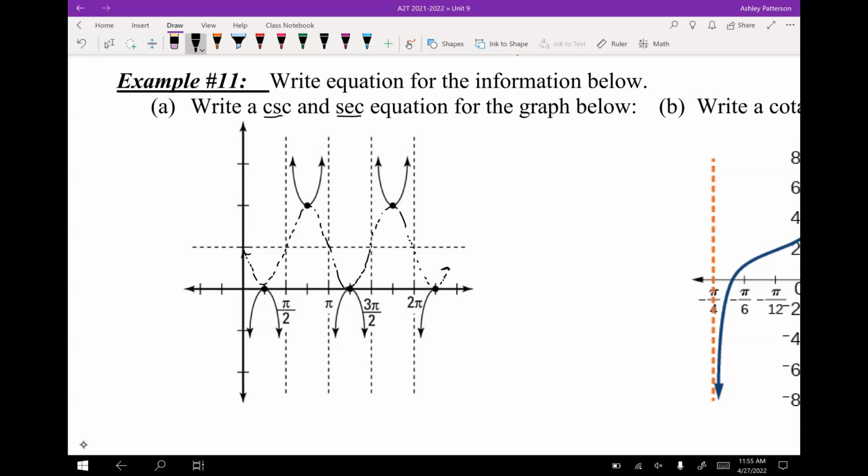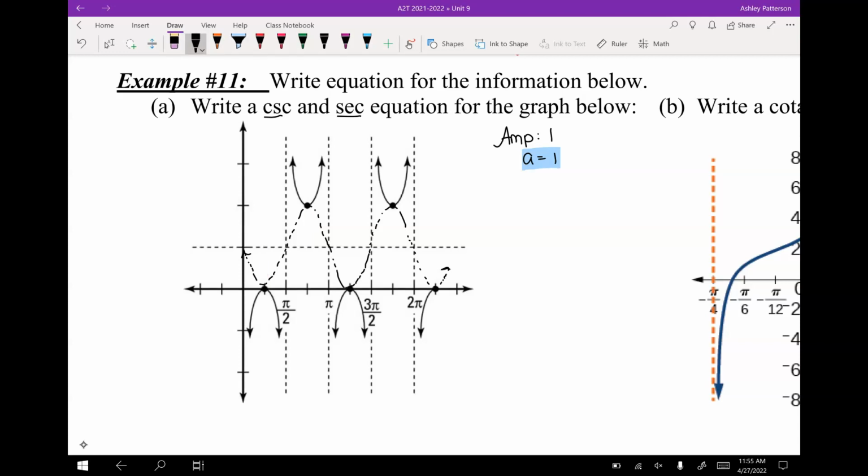First thing I want to find is the a value, and the a value comes from the amplitude. So we're looking for half the distance from the max and the min, or you're looking for the distance from the midline to the maximum or the minimum. In this case, our amplitude is 1, which means that our a value is 1. This is going to be the same for secant and cosecant, okay? Same reasoning from sine and cosine.